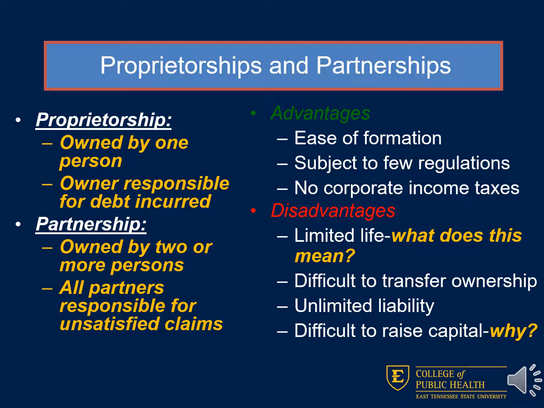Now, for the proprietorship, the owner is personally responsible for all the debt incurred, whereas in a partnership, if one partner is unable to meet their proportion of the obligation, the other partners are then going to be responsible for all unsatisfied claims. So if there's debt on behalf of one partner, and they can't meet that debt payment, all other partners within that organization are going to be held liable.